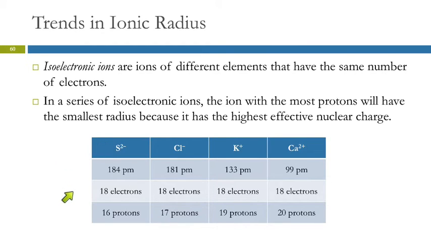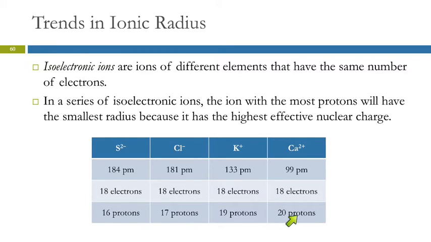Sulfur has gained 2 electrons, and so it has 16 protons, but it's got 18 electrons. Chloride has gained 1 electron, 17 protons in the nucleus, 18 electrons because of that added electron. Potassium's lost an electron, calcium's lost 2 electrons. They all have the same number of electrons. The numbers of protons are different, though.